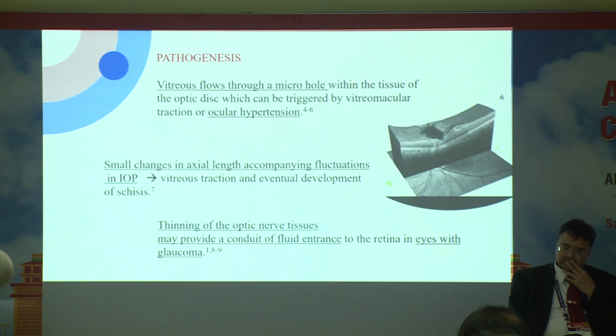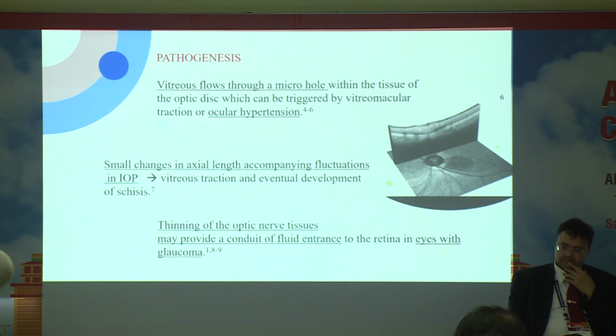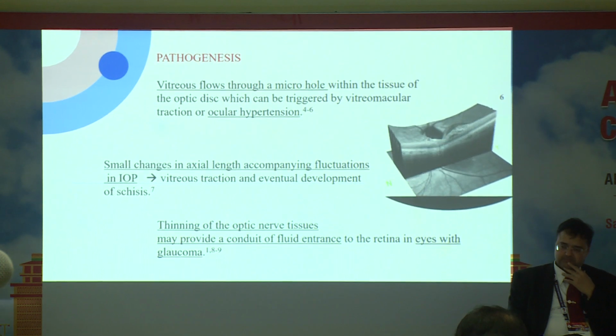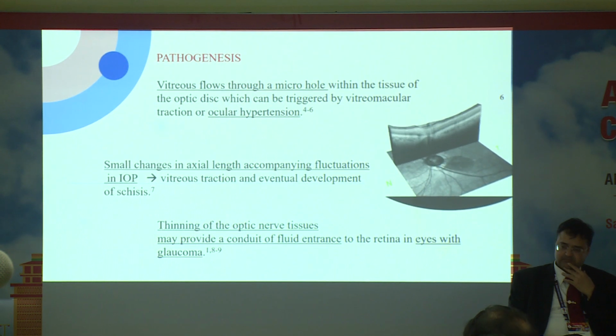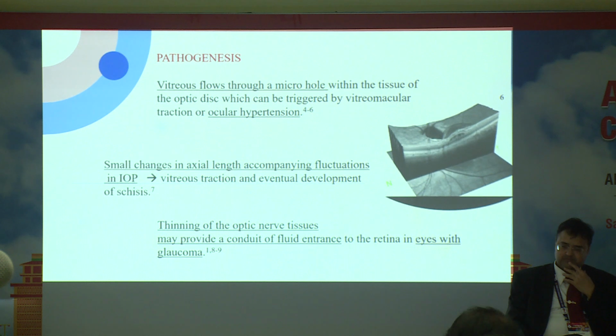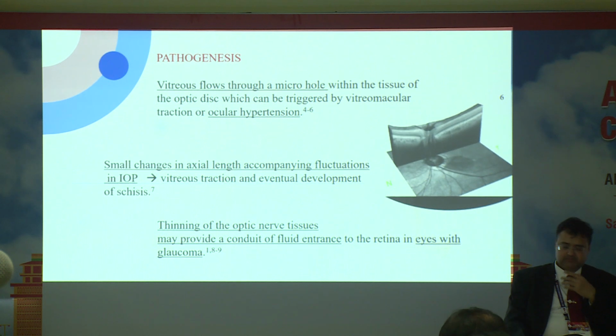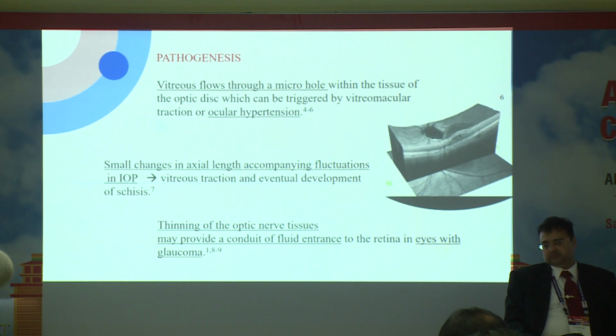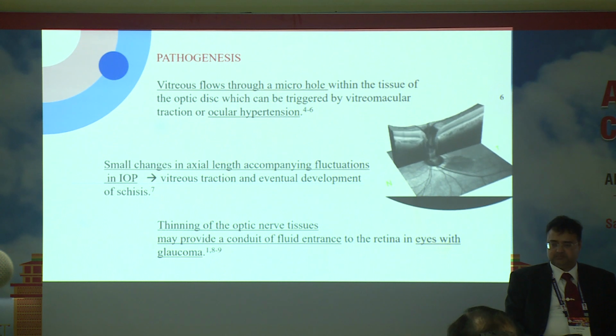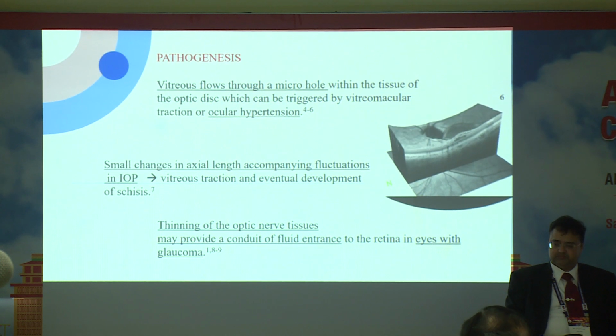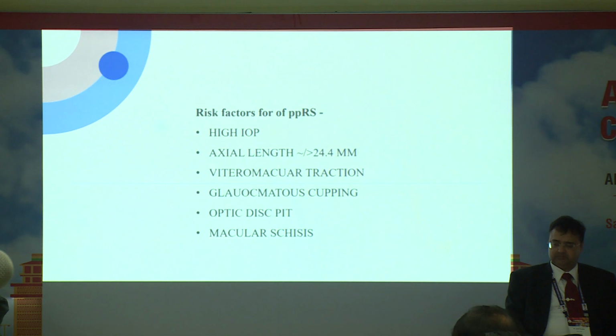Various pathogeneses have been proposed, like vitreous flow through a microhole, along with vitreomacular traction and ocular hypertension, or small changes in axial length with fluctuations in IOP, or thinning of optic nerve tissue, which may provide a conduit of fluid entrance in glaucoma patients. So these might be the reasons for PPRS. The risk factors are high IOP, high axial length, vitreomacular traction, glaucomatous cupping, optic disc pit, or macular schisis.